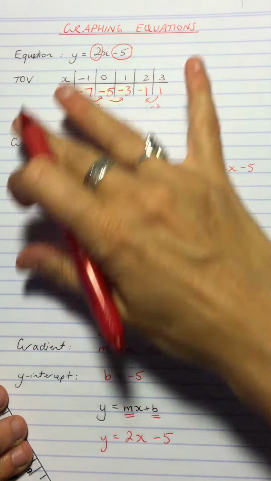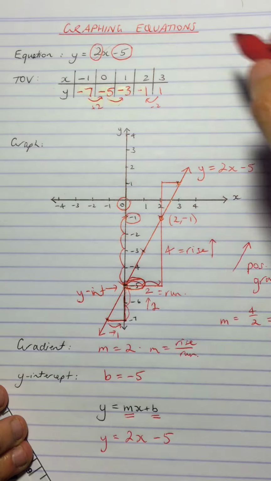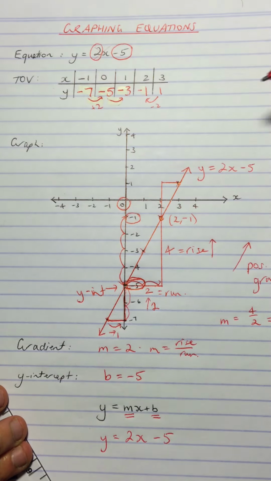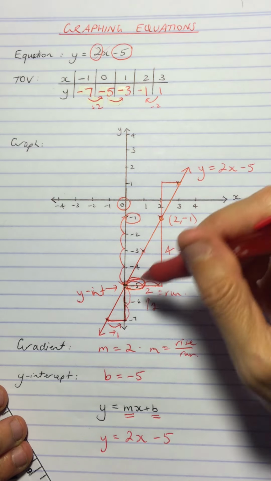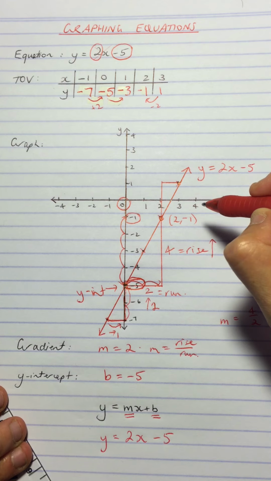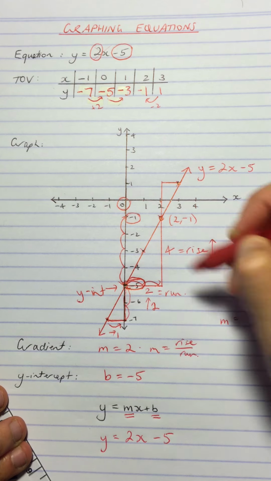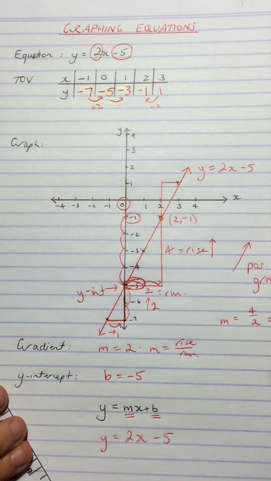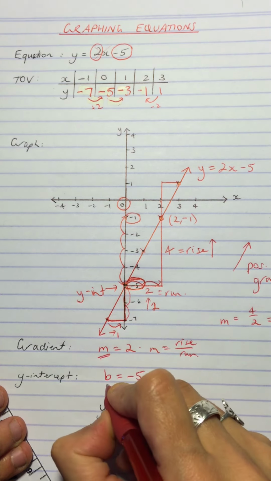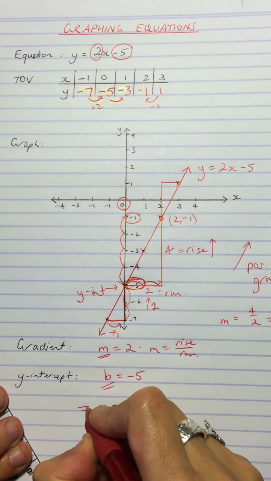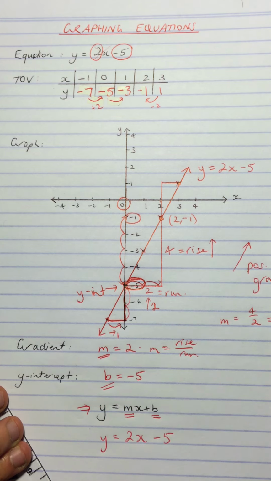So hopefully that helps you understand the relationship between the algebra, the equation, graphing the line, the table of values and what that looks like, but also going back the other way when you're given a straight line, how to find the gradient using the triangle, using rise over run, how to locate the y-intercept, and how to put those two, m and b, into the equation of a line y equals mx plus b, and how to make the equation y equals 2x minus 5.